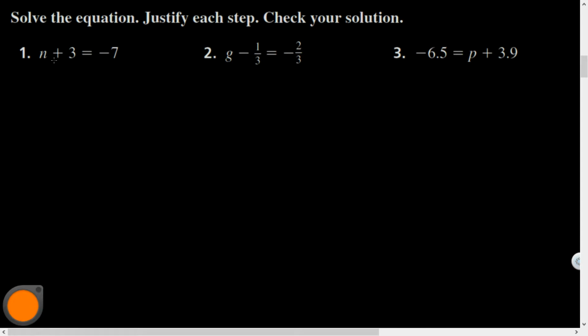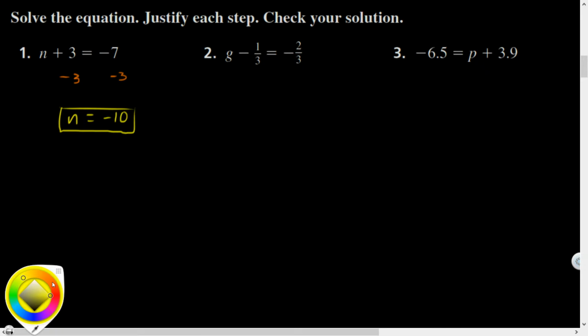N plus 3. What do you guys think I could do to both sides to get n by itself? Yeah, minus 3, both sides. So that's the subtraction property of equality. I'd be left with n by itself, equal sign, line it up, and -7 minus 3 is -10. So I just solved. I got the variable by itself using the subtraction property of equality.